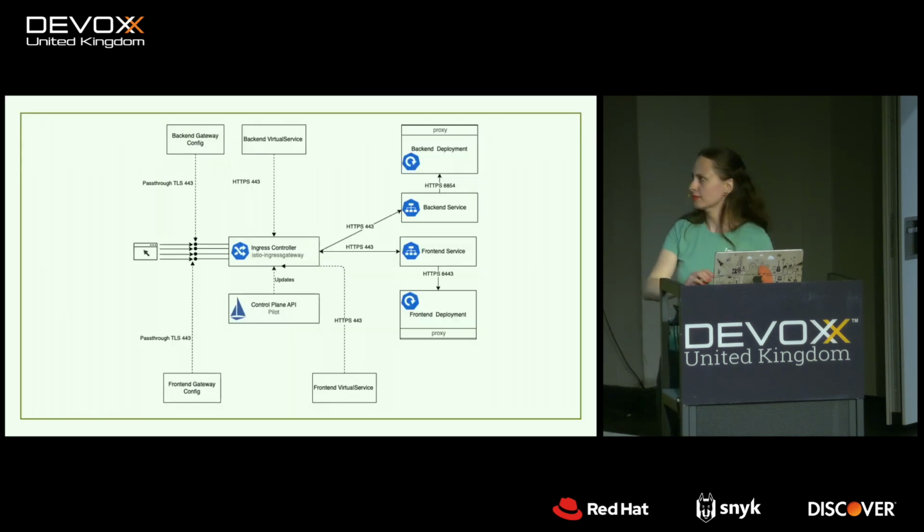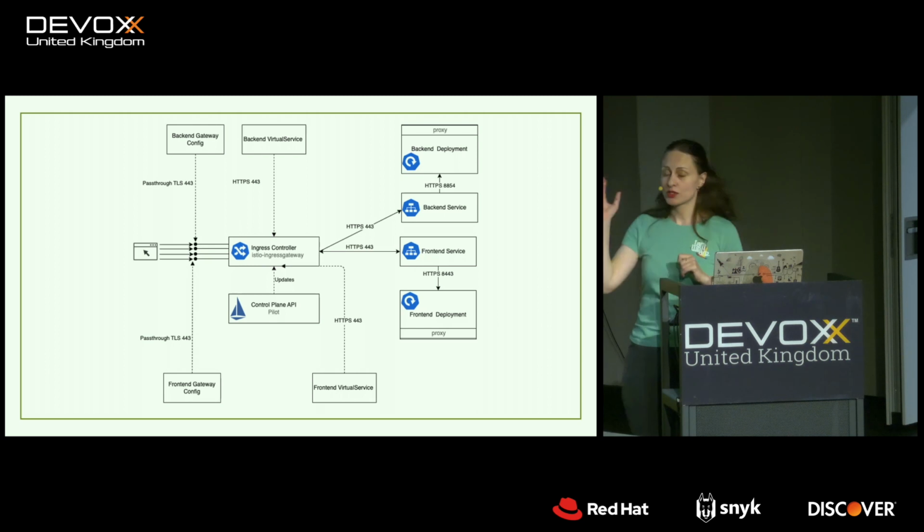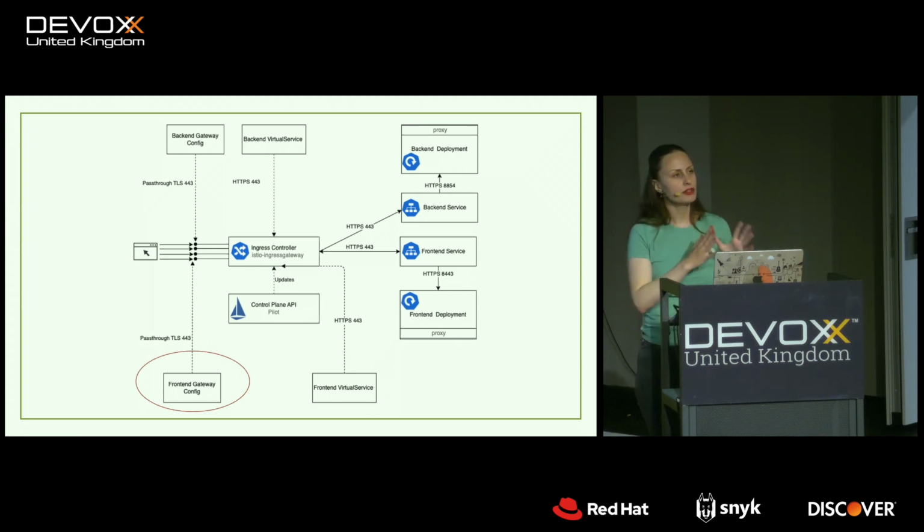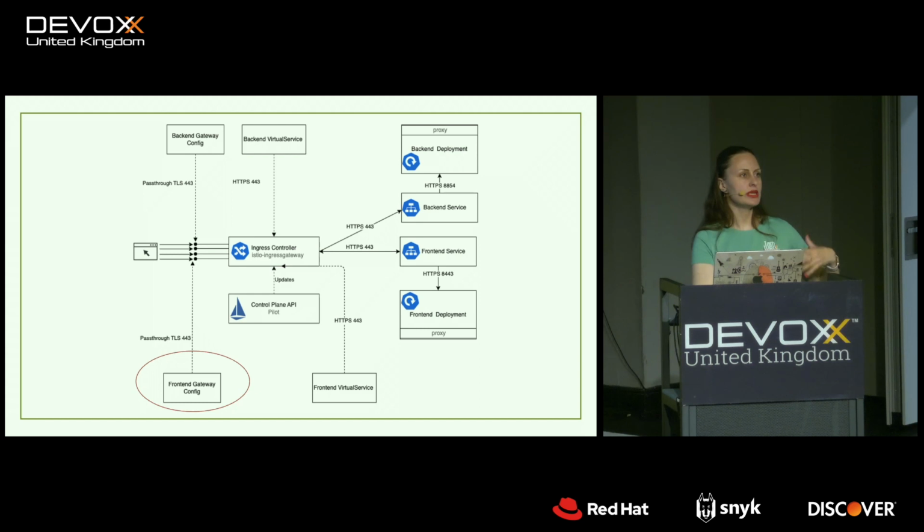So, I don't know, I hope it's visible up in the back. This is quite a complex picture, but what we have here is how the pass-through TLS works with Istio. Everything, of course, is being controlled from the Ingress controller and the control plane API. When a request is coming, that request is interpreted by the gateway resource that configures a load balancer at the edge of the mesh to receive incoming HTTPS traffic. In our case, it's HTTPS.